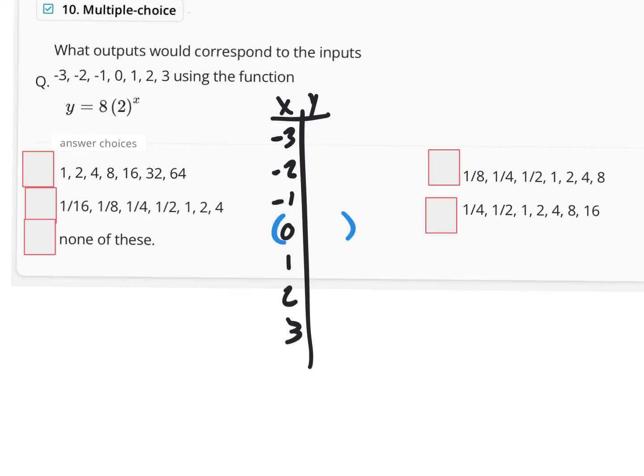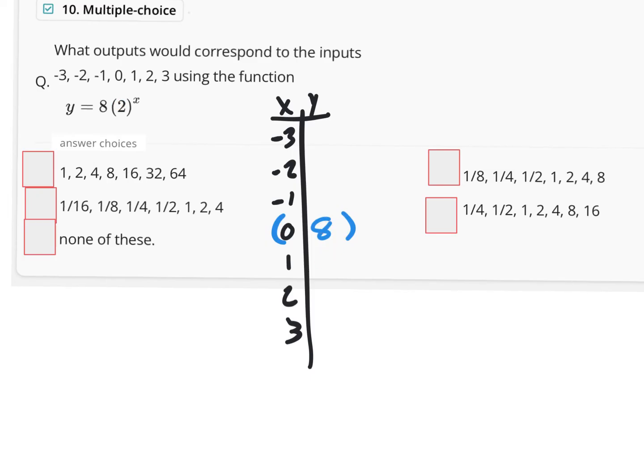Okay, when you input 0 right here, 2 to the 0 is 1. Anything to the 0 power is 1. And then 1 times 8 is 8. So you get an 8 right here. And now you could plug in a 1 right there, a 2, a 3, a -1, and do all that math. Or the easier thing to do is to recognize that the base is 2, which means that this is a growth factor. That means that these outputs, because these are inputs in order, this output is going to grow by 2 to get to the next output.